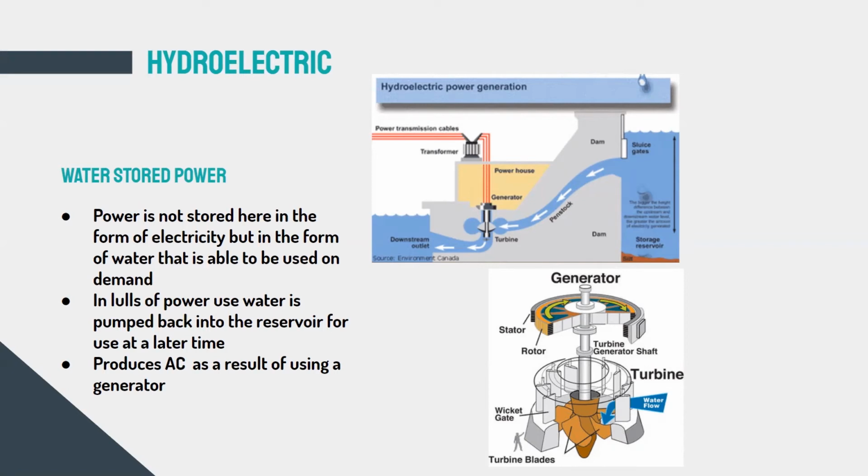This produces alternating current as a result of using that generator, the stator and the rotor. That's how you can get a phase of your AC, because the stator and the rotor will have coils on them, and they'll have those 120 degree shifted coils that allow us to create our three-phase power.